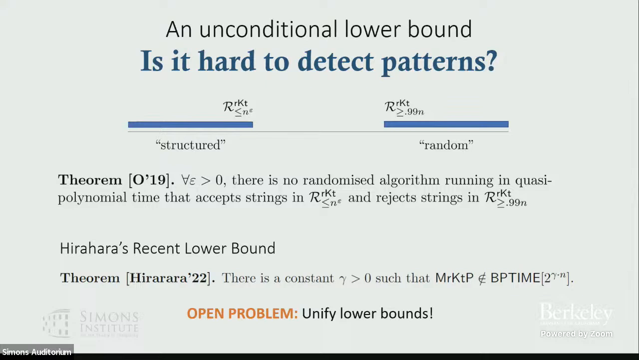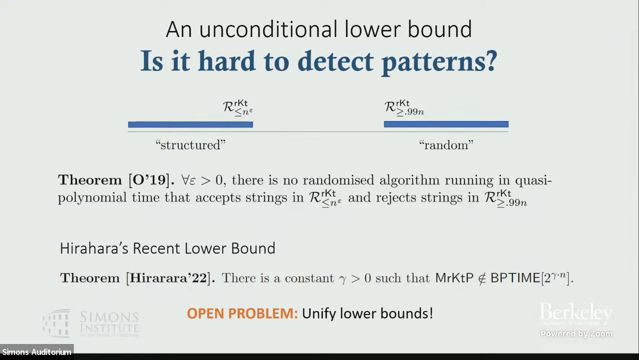Sorry, could you repeat what MRKTP is? Yeah, so these are like minimum complexity problems. And in this case here, the notion of complexity is RKT. So given a string, and given S, you want to know if the RKT complexity of the string X is at most S. Can you repeat what the caveat was?